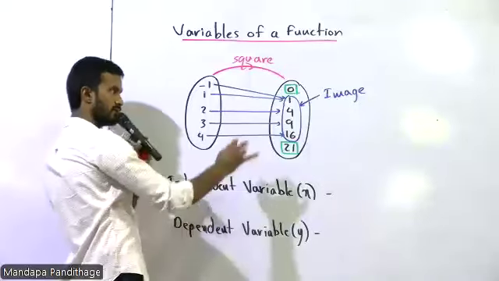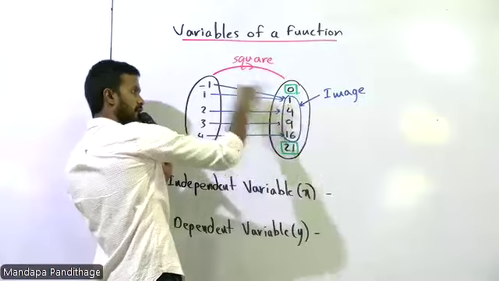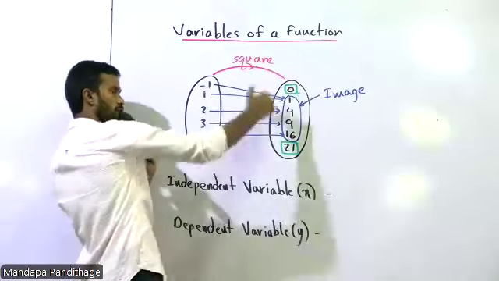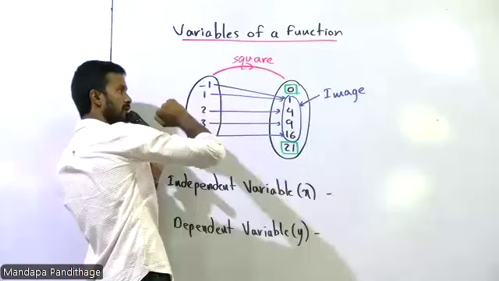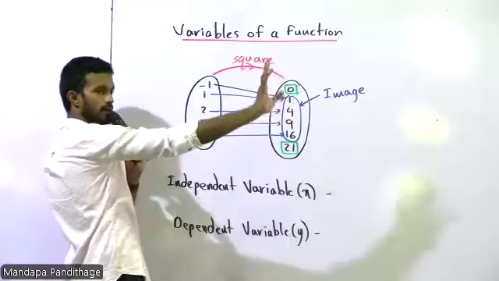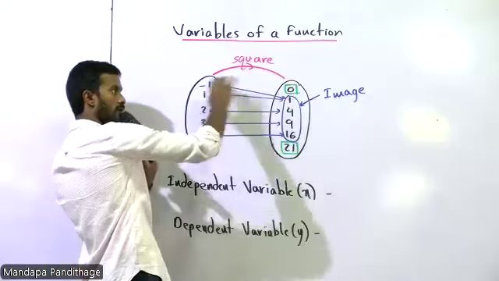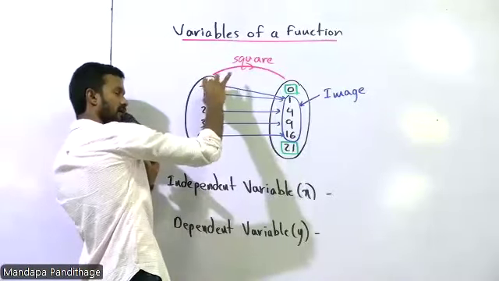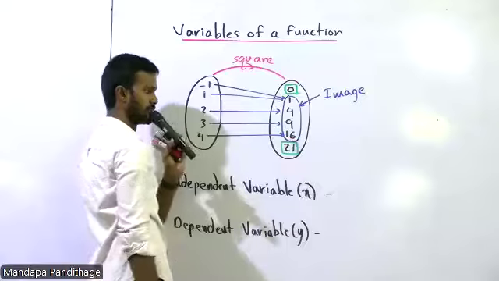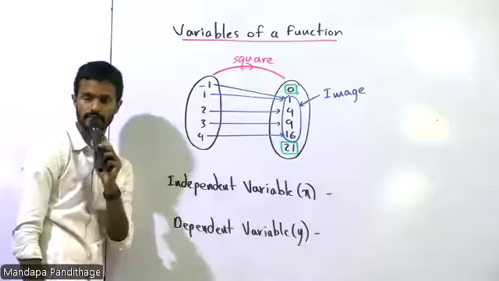Other than these two, there's another one that we need to learn. What is an image? An image is a dependent variable of a corresponding input variable. The output value of an input value is considered the image of that one. So 0 and 21 are not images. Clear? Only these are images. The dependent variable of a corresponding independent variable is termed an image. So image is always a subset of the dependent variables. All are dependent variables, and inside that we have a subset called images. Clear?